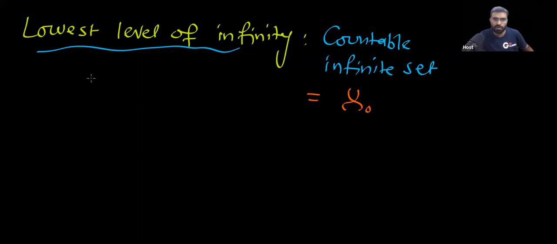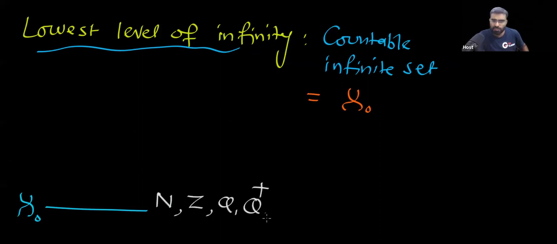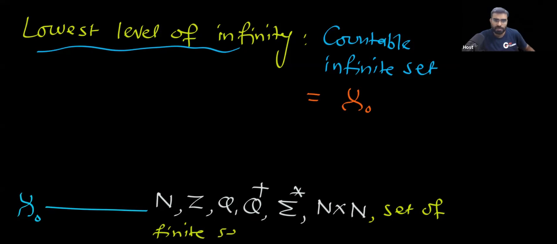Now, what do you have on this lowest level of infinity? On this aleph null, you have natural numbers. You have integers, rational numbers, positive rational numbers, Sigma star, and N cross N. Let me know anything else that we have seen. The set of finite subsets of N. Yes or no? Agree? This we have also seen in the previous lectures. So all these things are countably infinite.